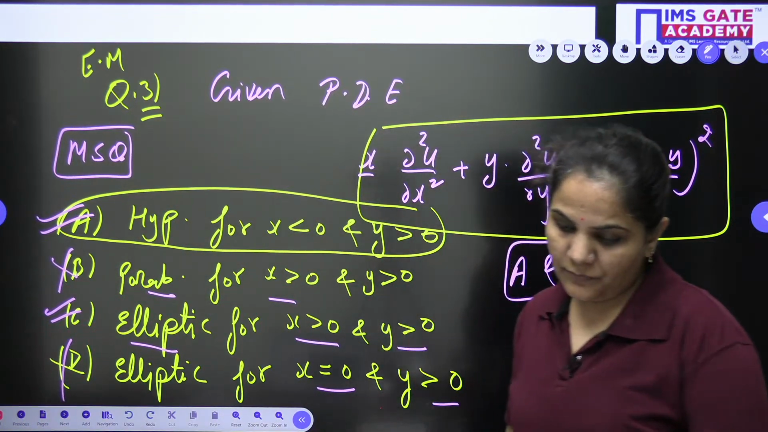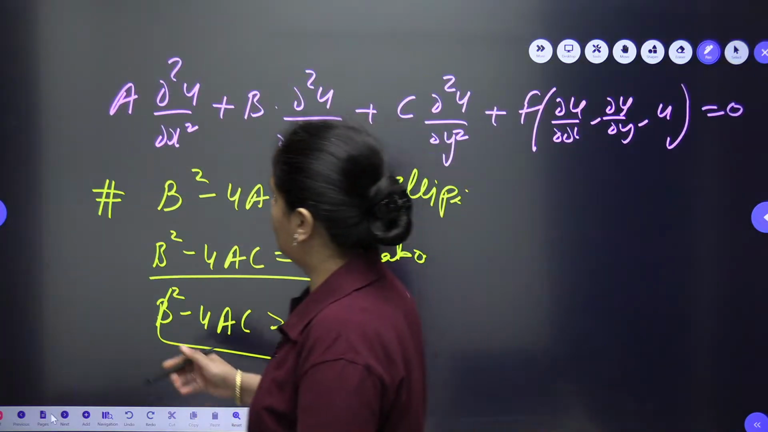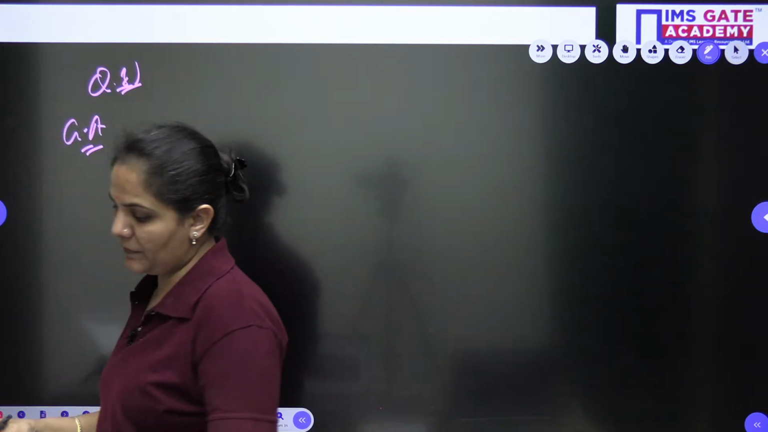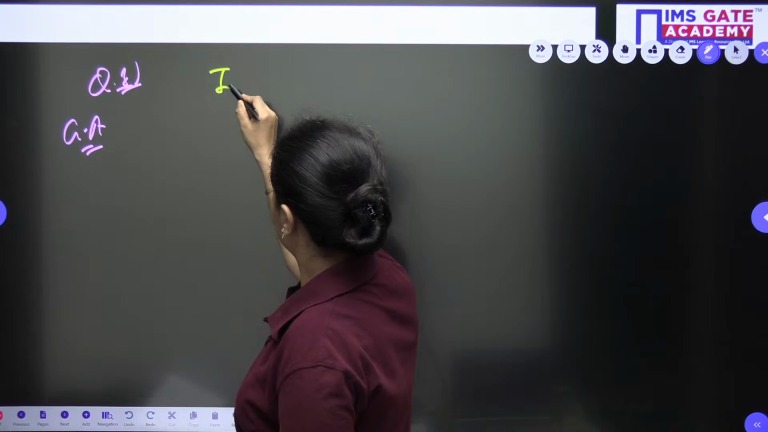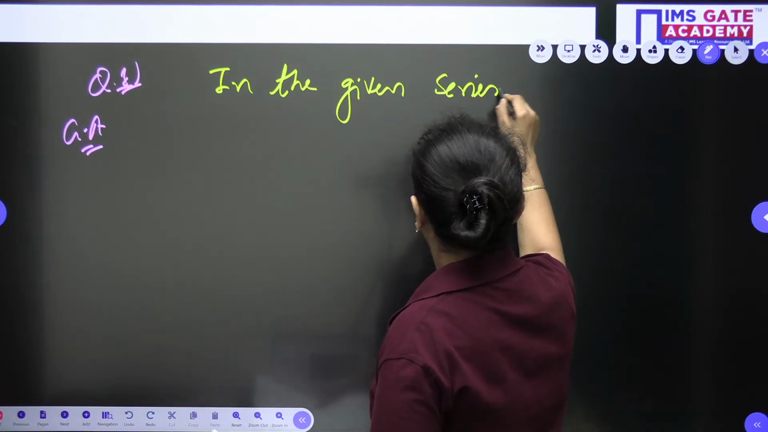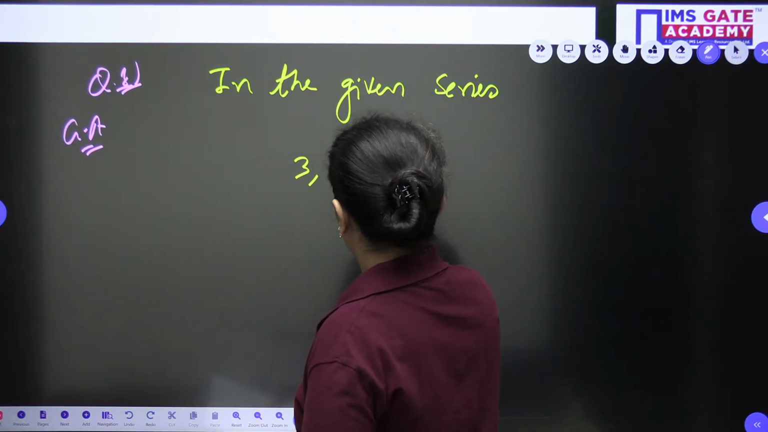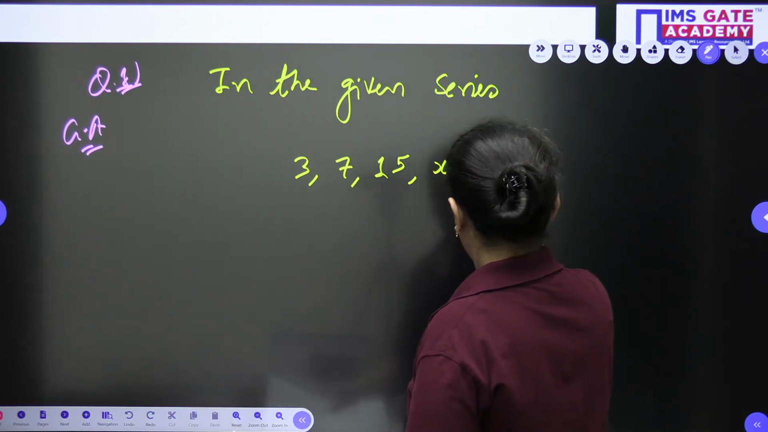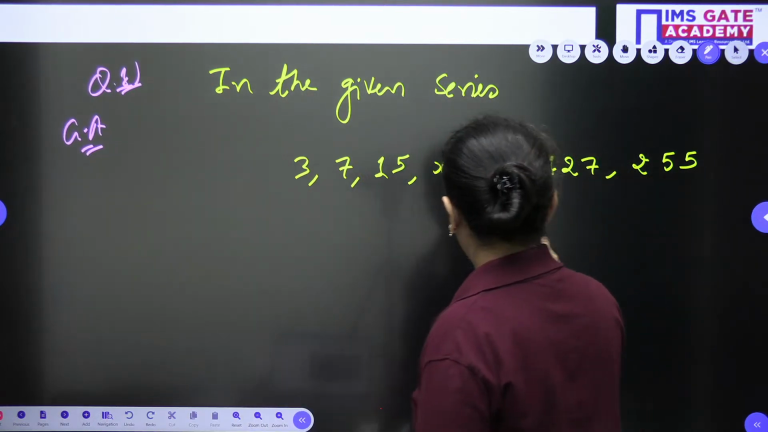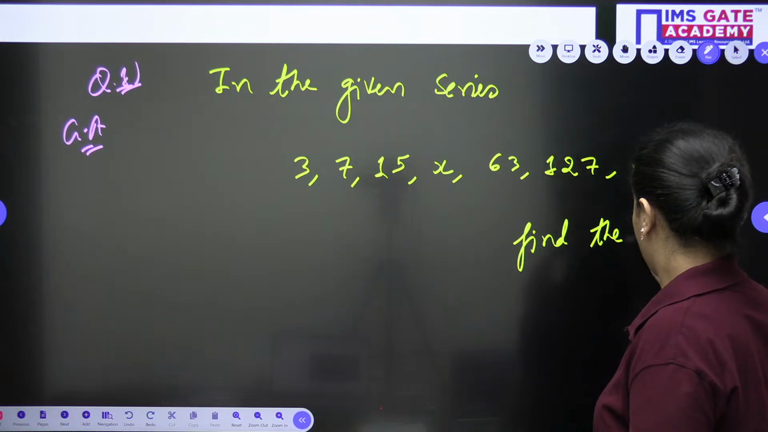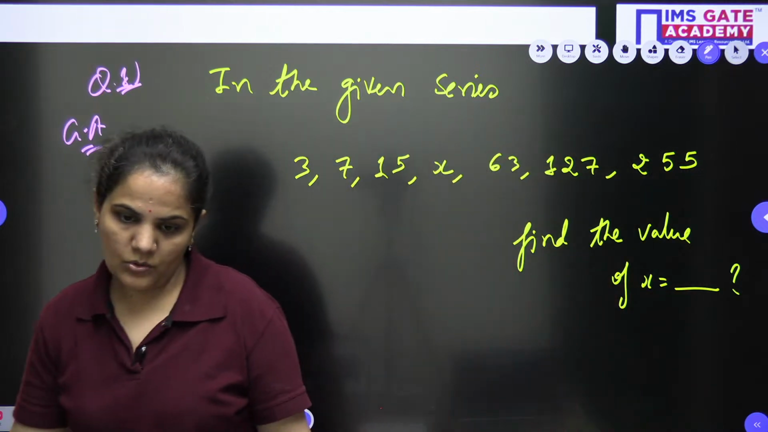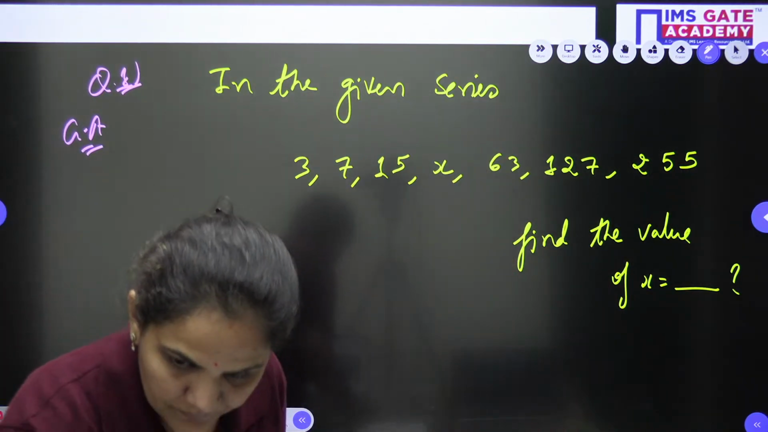Alright guys, now I have a few questions of general aptitude also, so let's talk about the questions from general aptitude. This is the first question of general aptitude, a basic question from series. The series is given to us, and we need to find out the unknown quantity or the missing number. In the given series, which is 3, 7, 15, x, 63, 127 and 255, we need to find out the value of x. Very easily we can go for this one. Let's approach it.